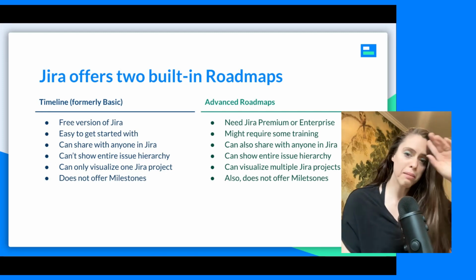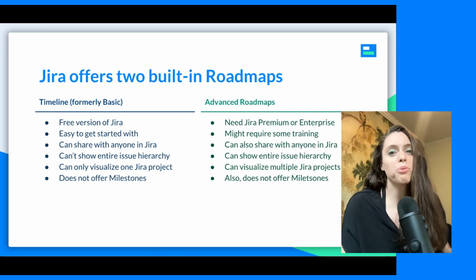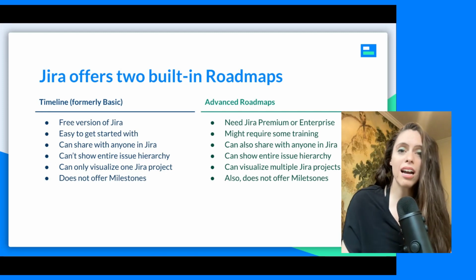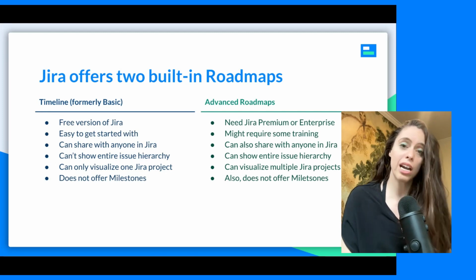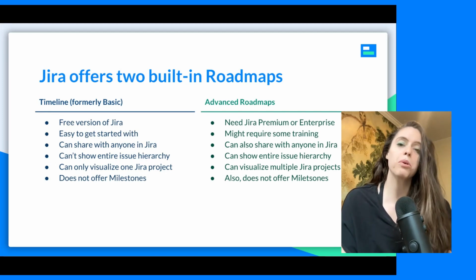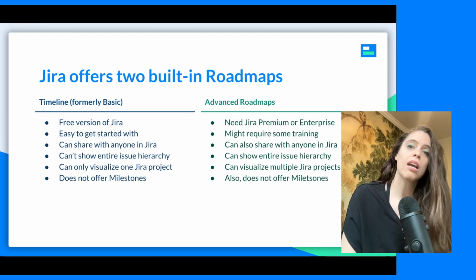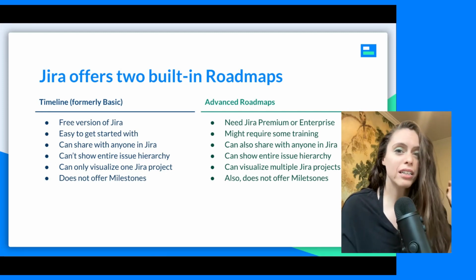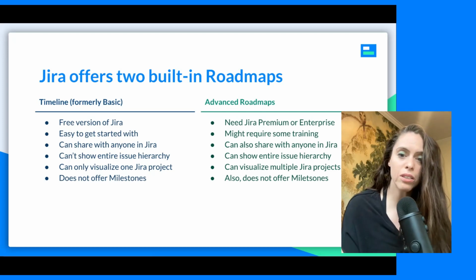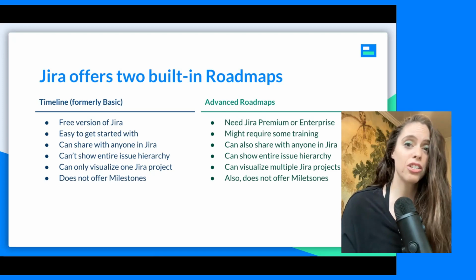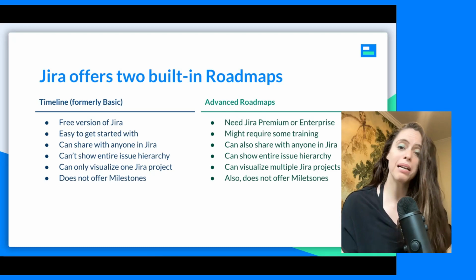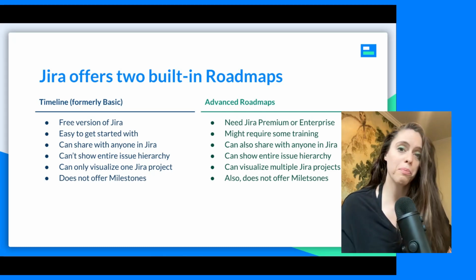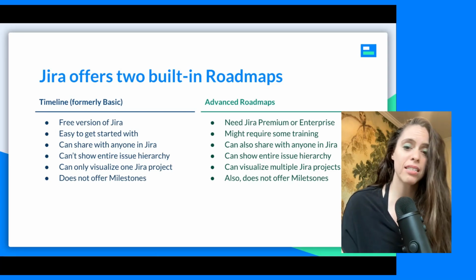So advanced roadmaps, it's called advanced roadmaps for a reason. You might need some training. And similar to timeline, you can only share your advanced roadmaps with people who are also using Jira. Unlike timeline, you can show the entire issue hierarchy, even down to the subtask level. And unlike Jira Timeline, advanced roadmaps allows you to visualize multiple Jira projects in one roadmap. And this is a really key difference.